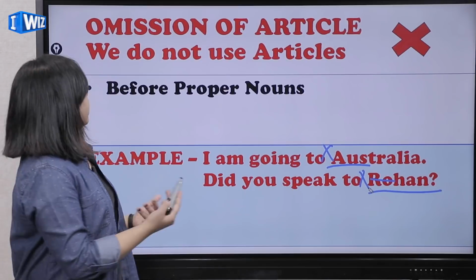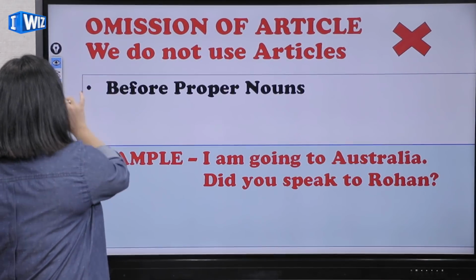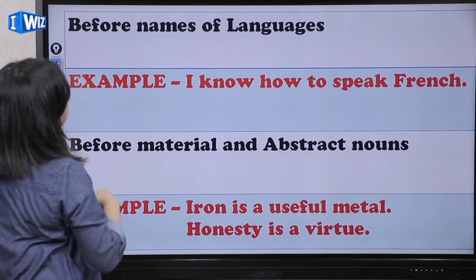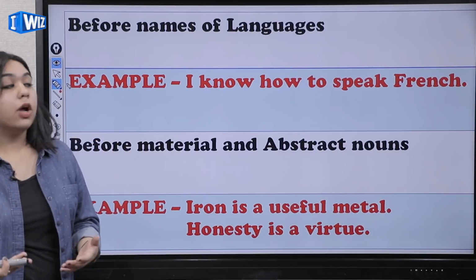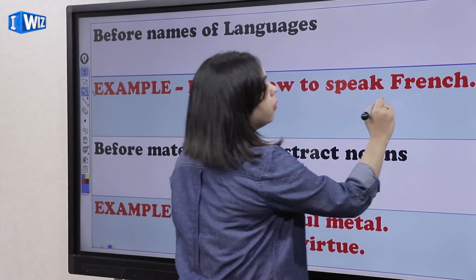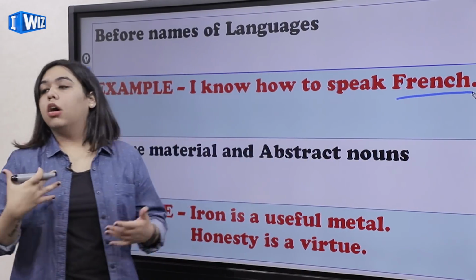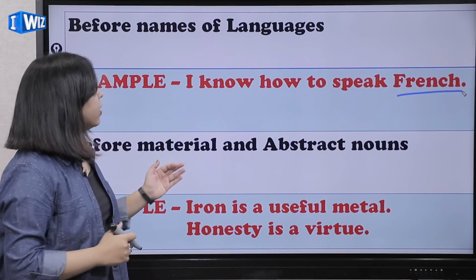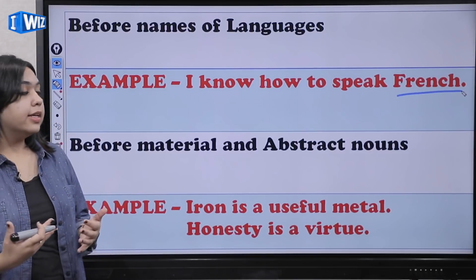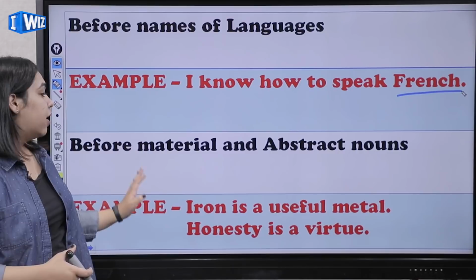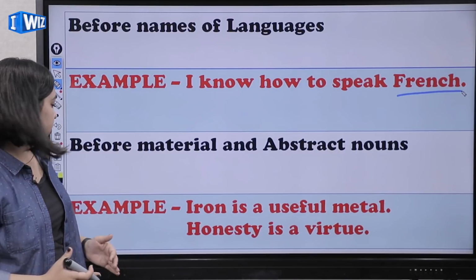Let's move on. Where are the other areas where we are not going to use articles? The next is before the names of languages. I know how to speak French. Now French is a language. I will never say "a" or "the French". Simple. Now, before material and abstract nouns, it's very easy: whenever you are going to use material and abstract nouns, you are never going to use any article.